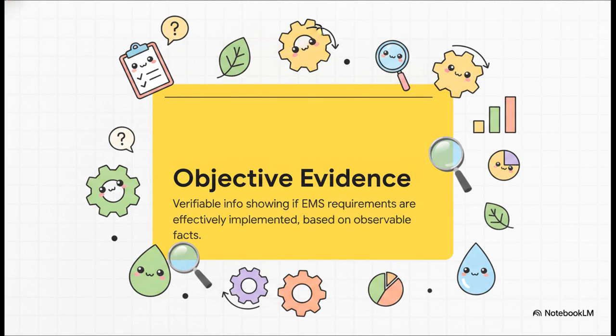The absolute crucial word here is observable. It has to be based on observable facts, not assumptions, not opinions, and definitely not what a manager confidently thinks is happening when they aren't looking. It's the bedrock that credible, defensible audits are built on. Honestly, if an auditor can't verify it, it simply doesn't count.